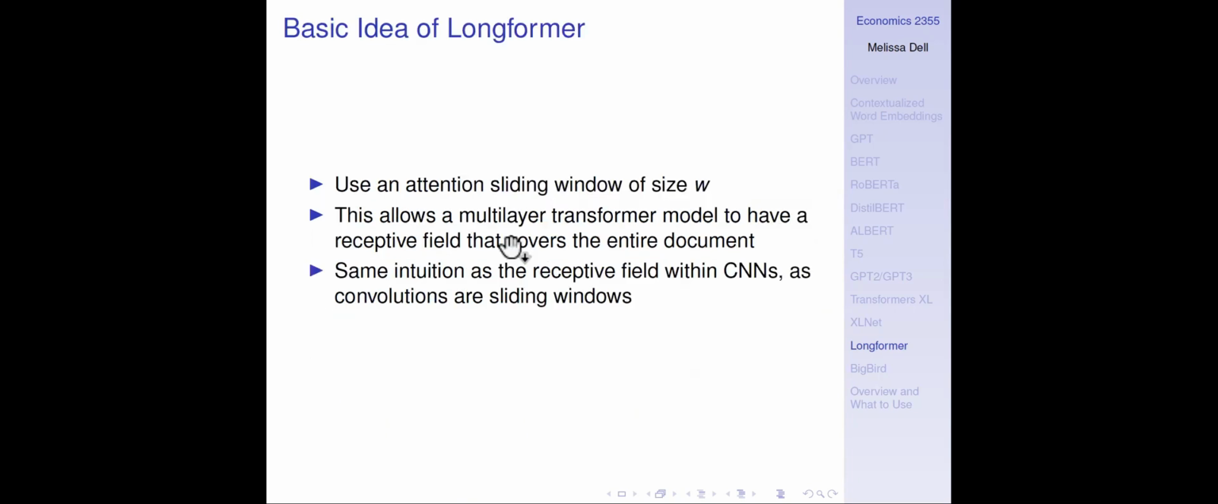Okay. And so the basic idea of Longformer is to use an attention sliding window of size W. And this allows a multi-layer transformer model to have a receptive field that covers the entire document. To understand what this is doing and why it may work, think back to when we talked about receptive fields within CNNs, right? If initially our receptive field was a 3x3 convolution, as we move deeper and deeper into the network, it had a wider and wider receptive field, because that 3x3 convolution combines information from that 3x3 window, and then that's passed on to the next layer.